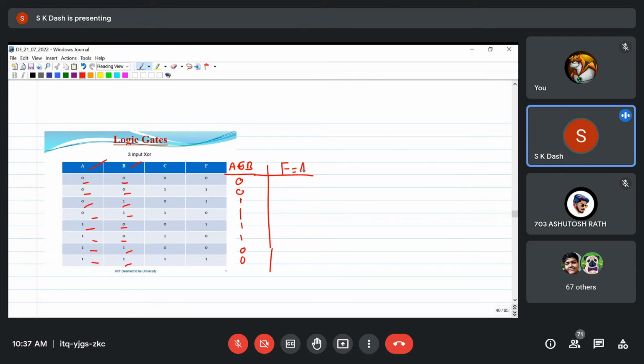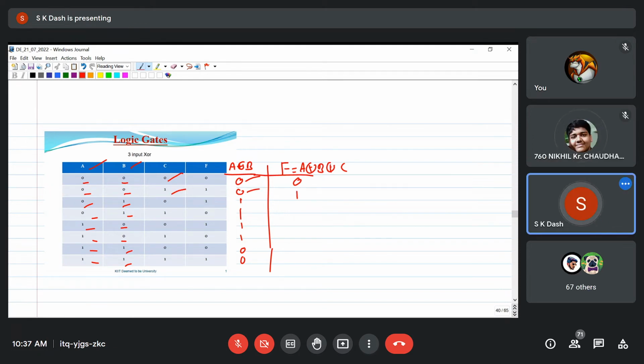F is A XOR B XOR C. The output column comes out as 0 1 1 0 1 0 0 1. The same thing is mentioned here directly. Just verify: 0 1 1 0 1 0 0 1.